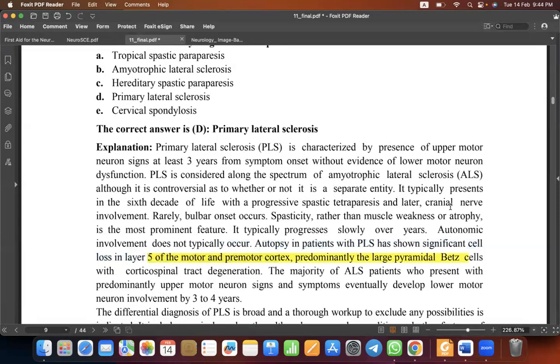The majority of ALS patients who present with predominantly upper motor neuron signs and symptoms eventually develop lower motor neuron involvement by 3 to 4 years. Okay, that is very important: the majority of amyotrophic lateral sclerosis patients who present with predominant upper motor neuron signs would eventually develop lower motor neuron features at least 3 years after.